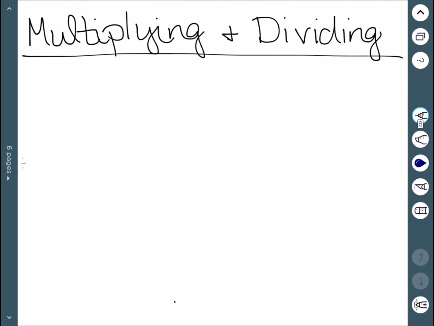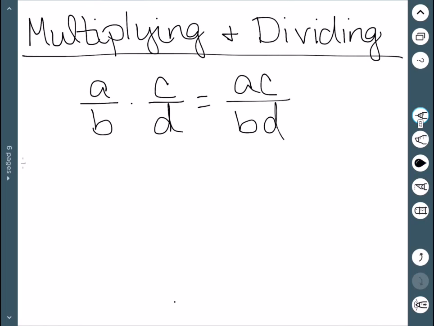We'll now discuss how to multiply and divide rational expressions. So we'll start with multiplication. And when we multiply rational expressions, we're going to just multiply the top and multiply the bottom. And while we're doing this, we can simplify either in the middle of our multiplication or at the very end.